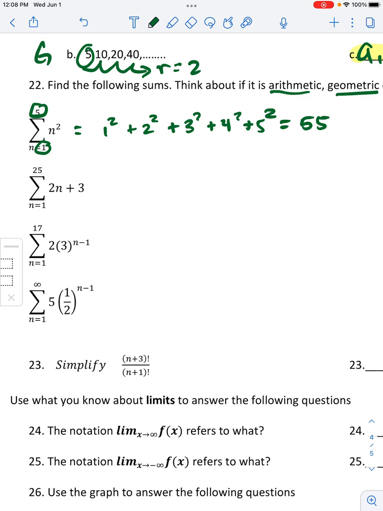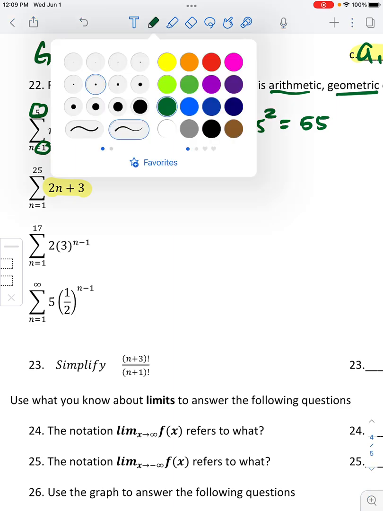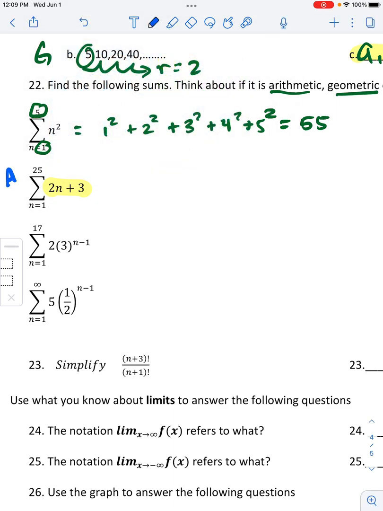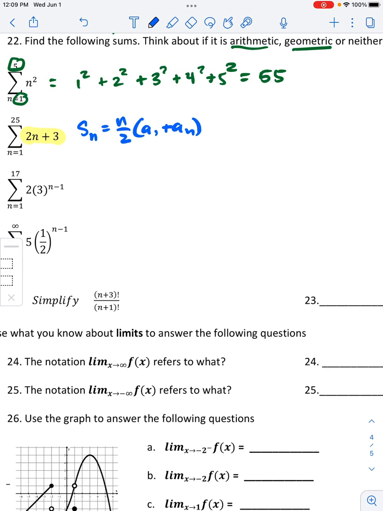All right, so anything that's linear, meaning like y equals mx plus b-ish, and this is just 2n plus 3, that is going to be arithmetic. And if it's arithmetic, we have a formula. Your formula is the sum of a certain number of numbers is that number over 2, first term plus last term. Alrighty, that should be on your sheet probably. So how many am I adding? Well, it's going from 1 to 25, so I'm adding up 25 numbers.